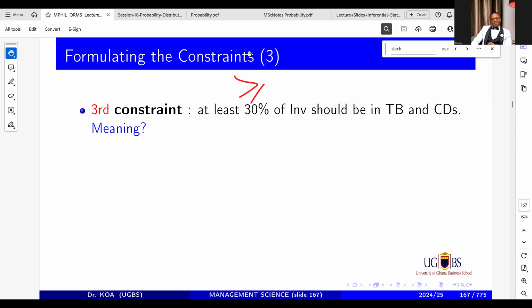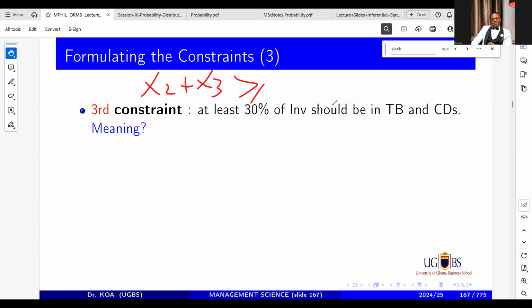Now, it says that 30% of the investment should be in treasury bills and CDs. So, treasury bills was represented by what? And CDs were represented by what? I need to be sure you know what you are doing before we calculate the rest. Treasury bills is X3, and certificate of deposit is what? X2. Okay. So if you are to write this, what you are saying is that there is X2 and that of X3. And the investment should be at least, don't go below. 30% of the investment should go into this combined.